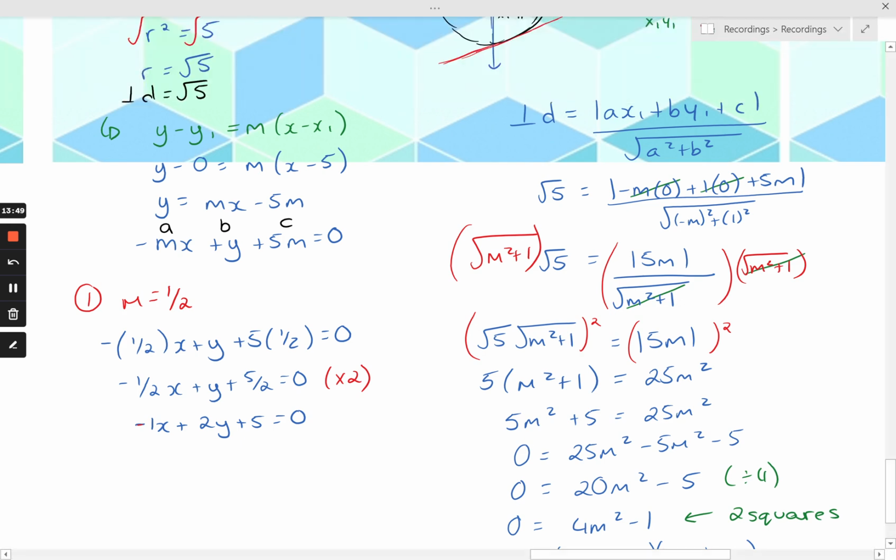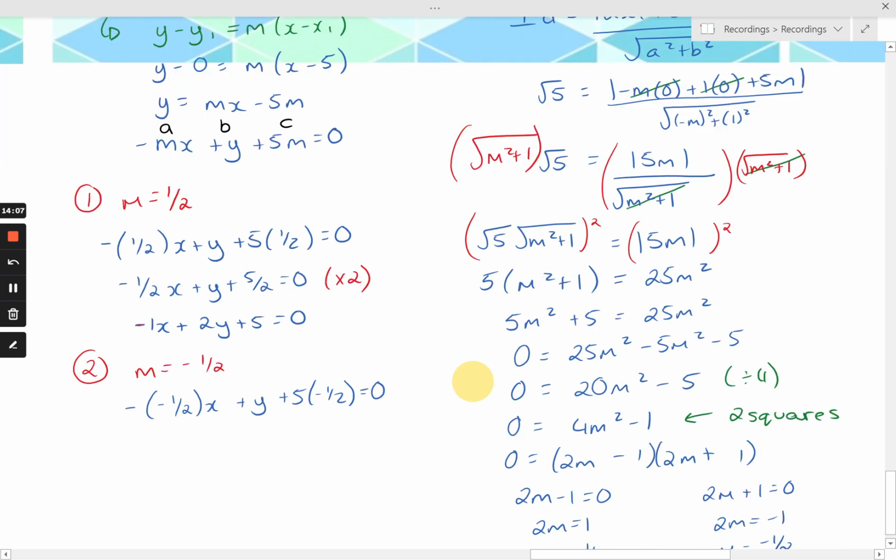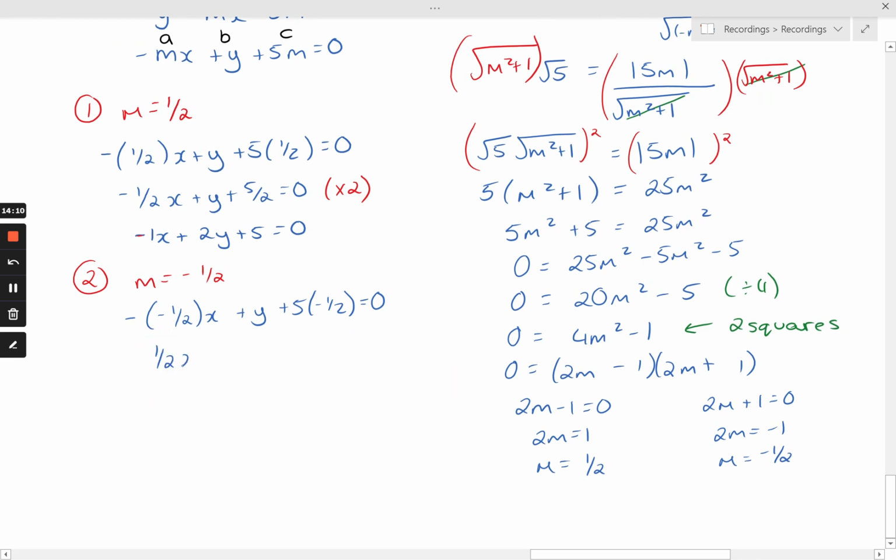Then I'm going to take it that m is equal to minus a half, and again I'm going to substitute it into my general equation for the tangent. So now I have minus by minus a half x plus y plus 5 by minus a half is equal to 0. That gives me positive a half x plus y minus 5 over 2 is equal to 0. Again, I'm going to multiply everything by 2 to get rid of my fractions, which means I get 1x plus 2y minus 5 is equal to 0.